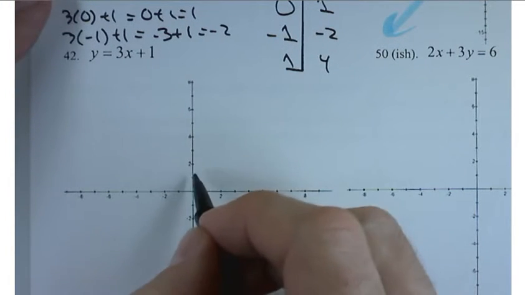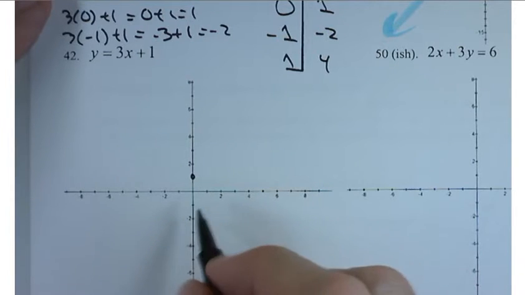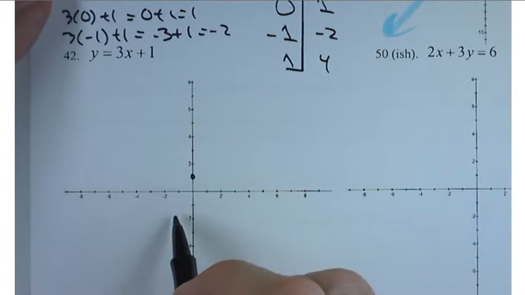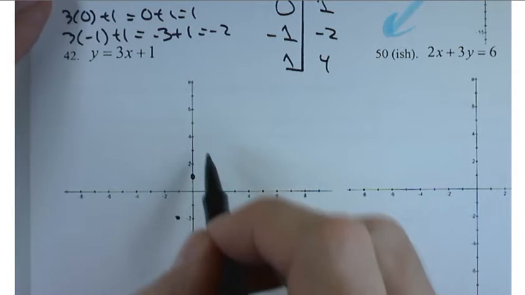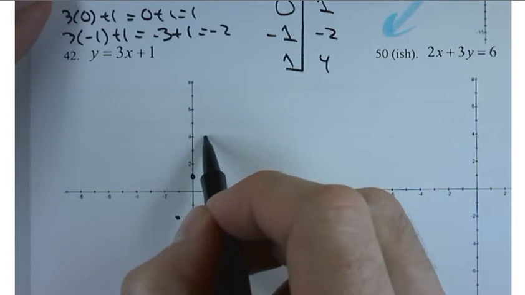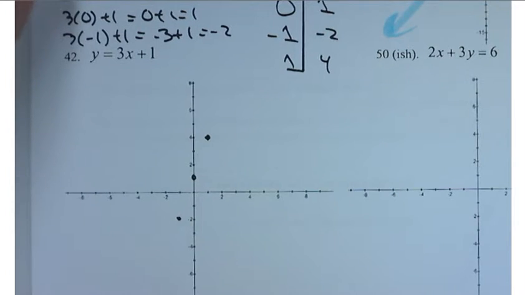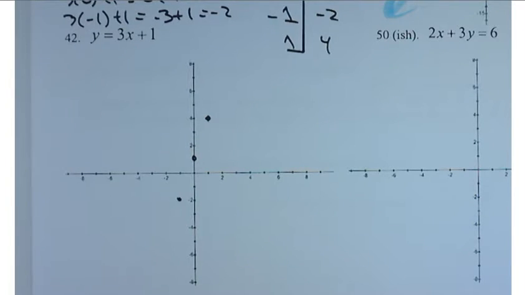Let's graph those. 0, 1 is right here. -1 and -2 is down here. And +1 and +4 is up here. Great. All 3 of those look like they lie on a nice straight line.